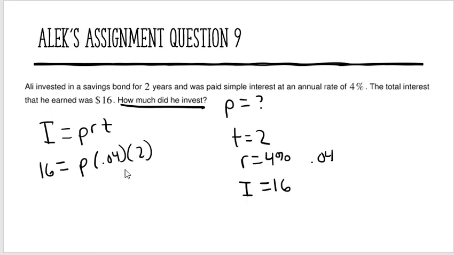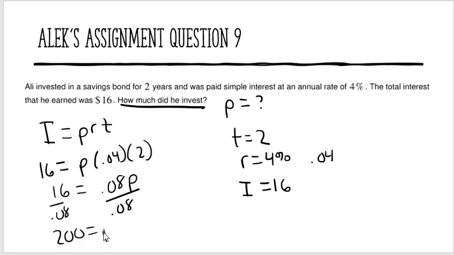Okay, so to solve this equation for the P, we're going to multiply the 0.04 and the 2 together, and that gives us 0.08, and then we have times by P equals 16. And then our last step in solving for the P is to get rid of the multiplication of 0.08. So we're going to divide by 0.08 on both sides. Okay, and that gives us $200. So that means the principal amount, or the how much he invested, was $200.